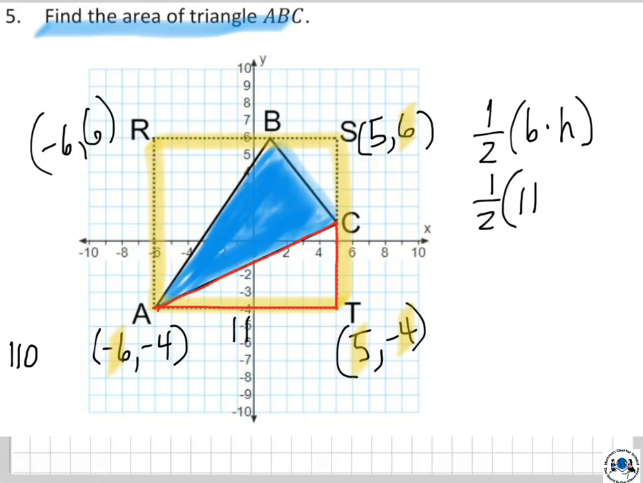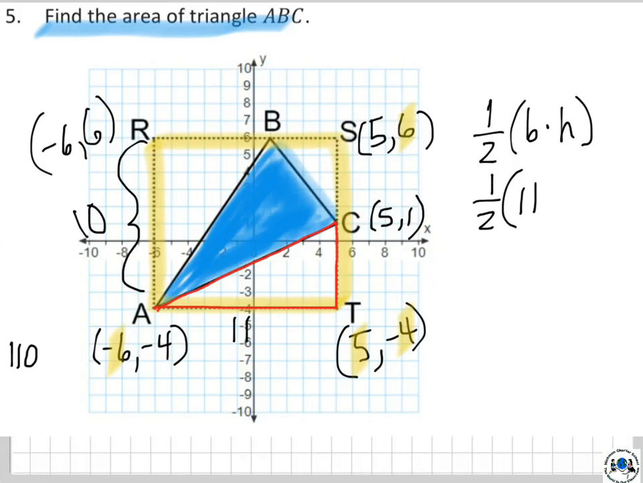And so half, we know 11, because we know that base. We've already calculated that base when we found out what the area of that rectangle was, and that was 11. And then to figure out our height, we know our height is 10 by using the y values, 6 minus negative 4, and we've already actually done that on the other side as well.